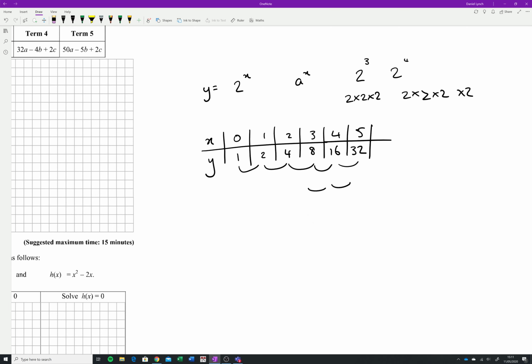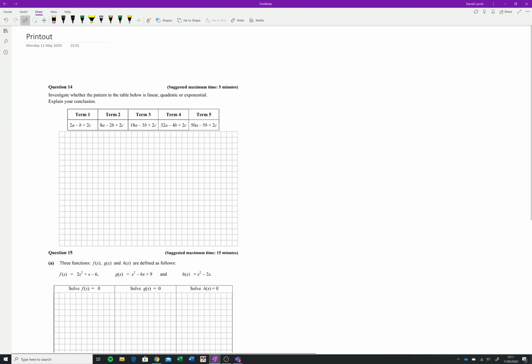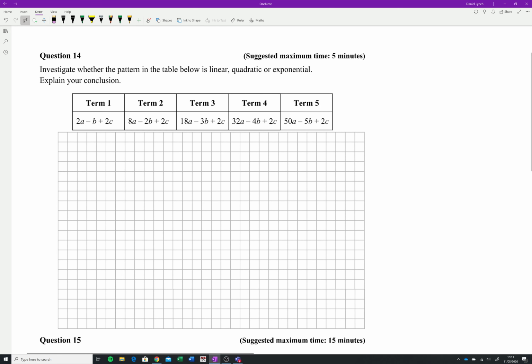Basically what you're looking for is that the first difference and the second difference aren't going to be the same. It's a good starter for you. But it's just multiplying by itself each time. In this case, investigate whether the pattern below is linear or quadratic or exponential.